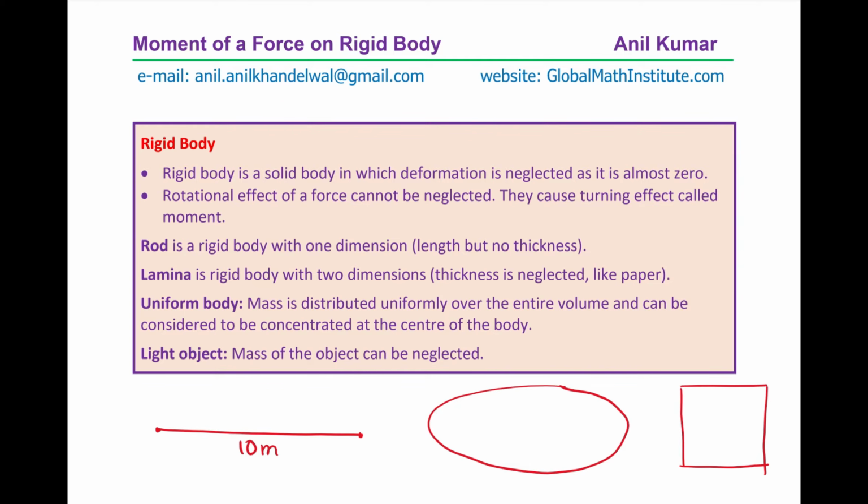we talk about lamina. Now, whenever we use the term uniform body, it means mass is distributed uniformly over the entire volume and can be considered to be concentrated at the center of the body. So, this is the geometric center of the body. In the case of the rod, we can consider the mass to be centered midway, right? Do you understand? It is uniformly distributed, then midway. In this, we'll find the center of mass somewhere here, and that is where it will be acting. So the mass will be acting at this point. Similarly, in any object which we consider, the geometric center of the object will be the point where the whole mass will be concentrated for our calculations. But when we say it is a light object, it means that the mass itself can be neglected.